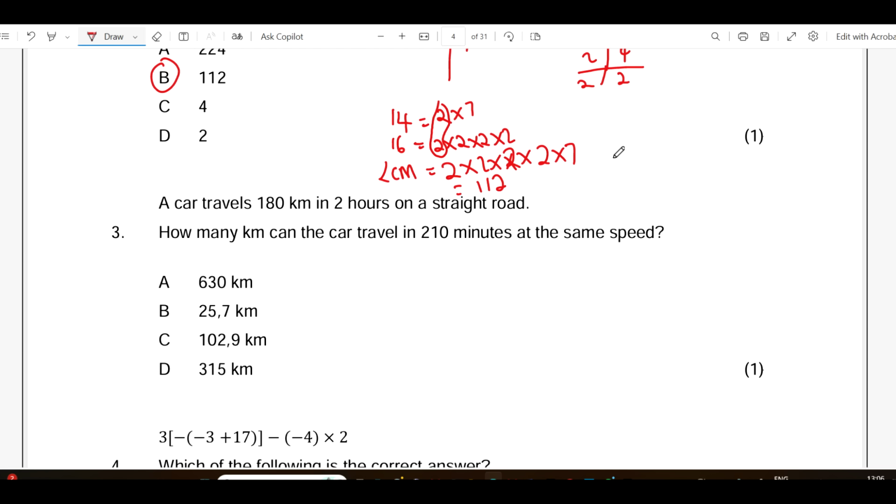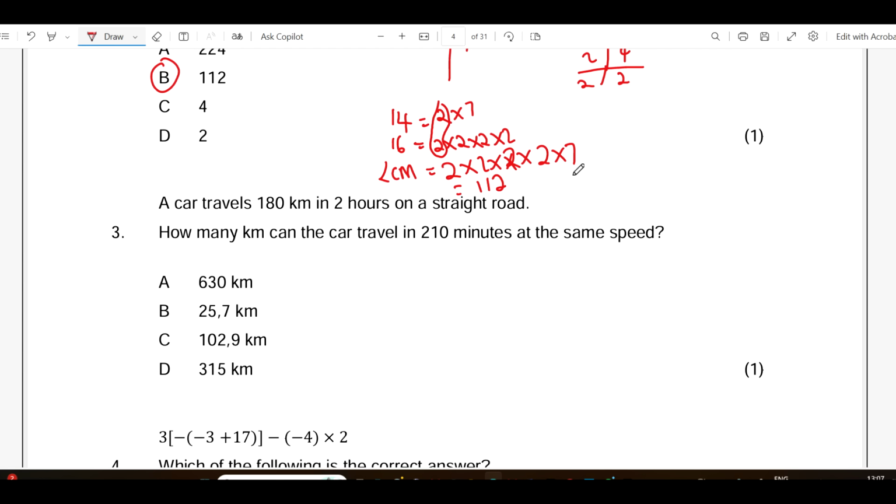Number 3, a car travels 180 kilometers in 2 hours on a straight road. How many kilometers can the car travel in 210 minutes at the same speed? So the question, how many kilometers, simply means that we are looking for a distance.